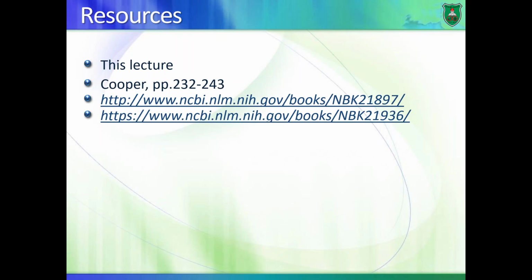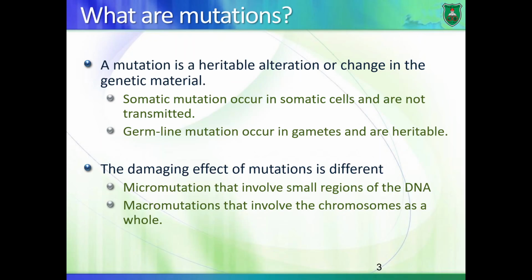So let's define what a mutation is first. So a mutation is a heritable alteration, but it doesn't have to be heritable. Heritable يعني وراثي. It can also include a change in the genetic material. Now, why do I say that it may not be heritable?